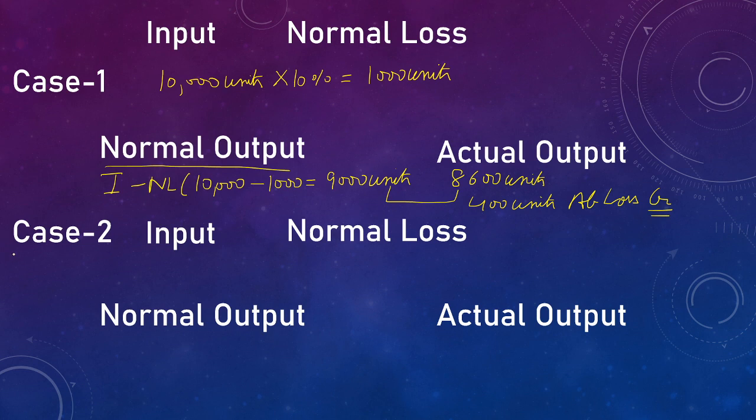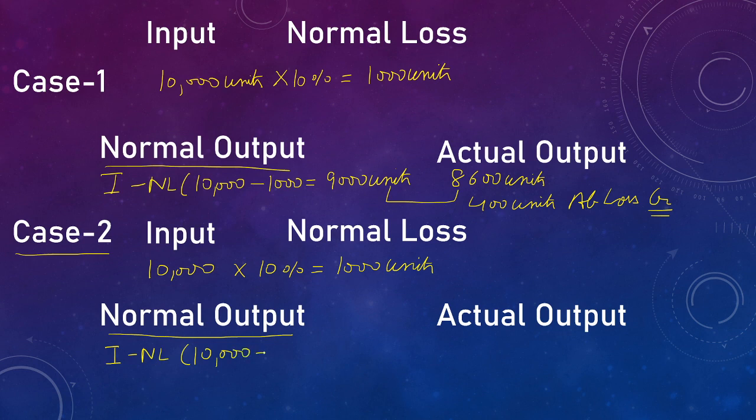Now in the second case, the gross input is again 10,000 units and normal loss is 10% of gross input, which is 1000 units. In this case the normal output is again 9000 units. The formula to calculate normal output is input minus normal loss. Here input is 10,000 units and normal loss is 1000, so our normal output is 9000 units.